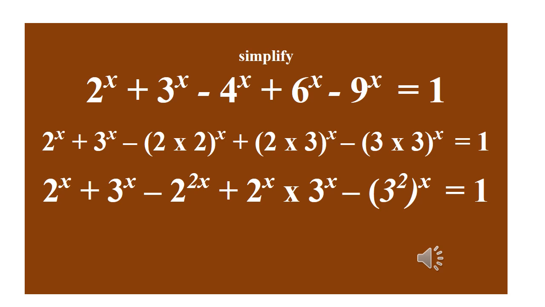So we give the x power to the two of them. So we have 2 raised to power x times 3 raised to power x, then minus 3 in 2 places. That is 3 raised to power 2, then raised to power x equals 1. That is, we have 2 raised to power x plus 3 raised to power x minus 2 raised to power 2x plus 2 raised to power x times 3 raised to power x minus 3 raised to power 2 into bracket raised to power x equals 1.